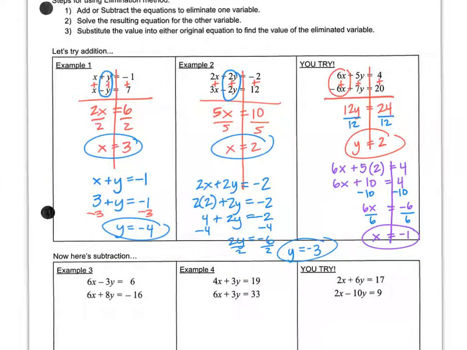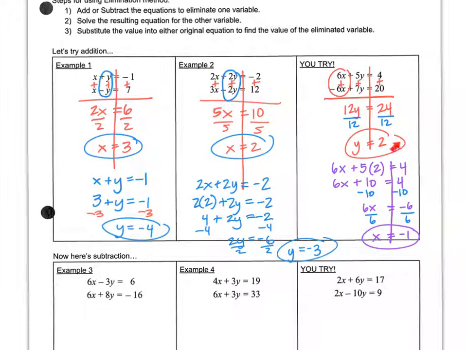And here's a solution for the third one. If we add straight down, we eliminate the x's because 6x plus negative 6x is that 0 that we want. We do 5y plus 7y is 12y. Some of you do forget to write the variable, so it's important to know what variable you're using because you're going to plug that back in to get your second answer. So 12y, and then we do 4 plus 20 to get 24 on the other side.